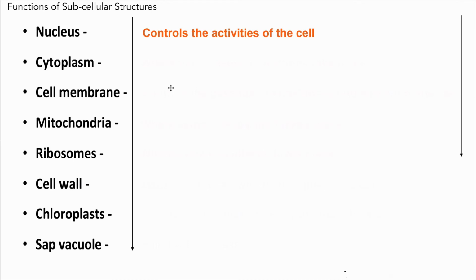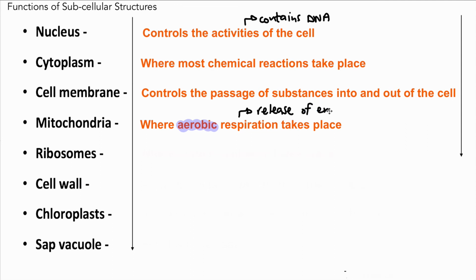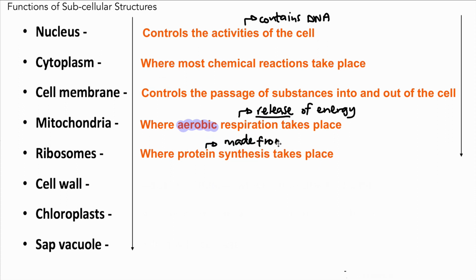The nucleus controls the activities, as we said. Remember, it contains DNA, which has genes. The cytoplasm and cell membrane, you can just read off there. The mitochondria, that's where aerobic respiration takes place. That's respiration with the use of oxygen, and that process will release energy. Ribosomes is where protein synthesis happens, and it's probably worth mentioning that proteins are made of something called amino acids. We'll look at that in more detail later.